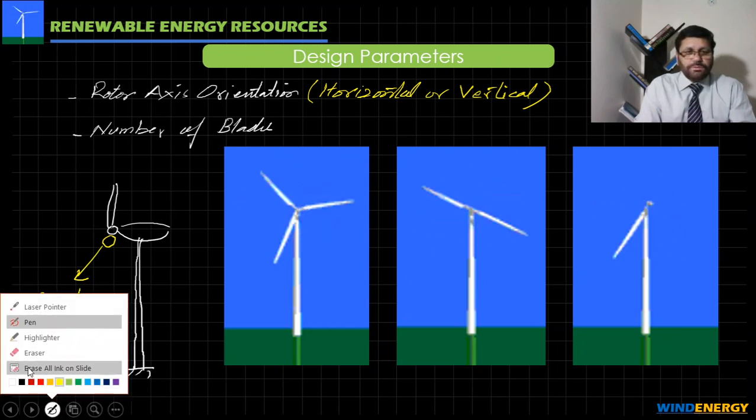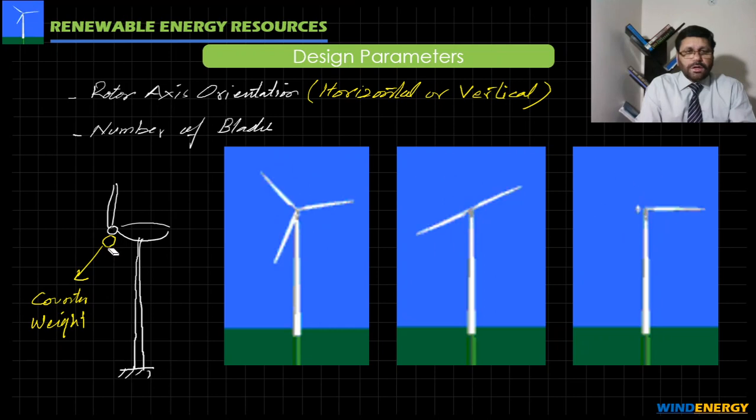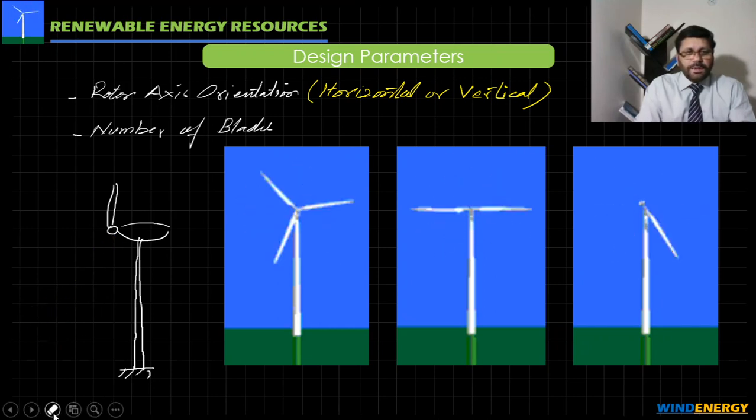Now if you talk of a two blade wind turbine like this.